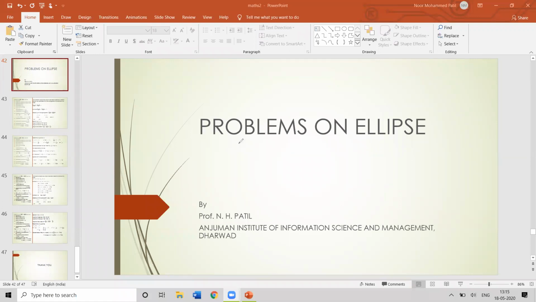So today we will start the problems on ellipse. Already we have derived the ellipse and we have obtained the formulas. Now we'll see the problems on ellipse. In the previous video we have already seen a few of the problems on ellipse. Now let us see a few more problems on ellipse.